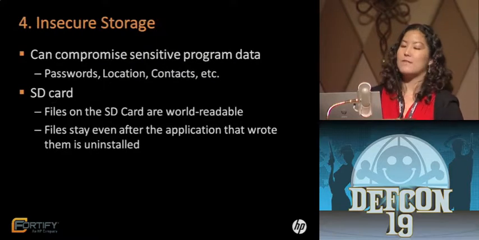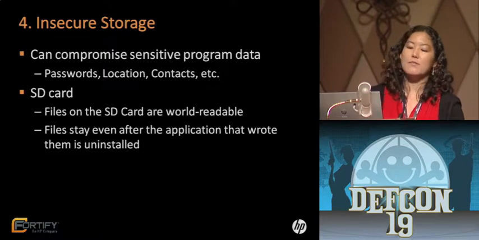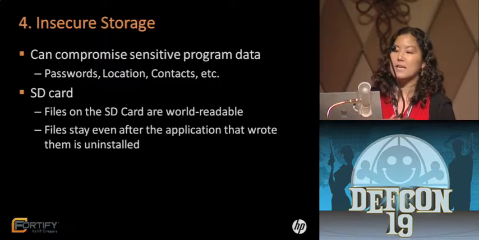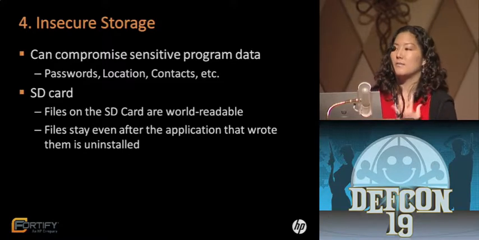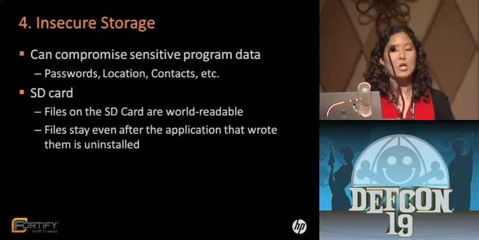Our fourth vulnerability is on insecure storage. So what can happen when you have insecure storage? People will save their passwords, location, contact information, all sensitive data. And if storage is insecure, then this can be stolen. So we're looking specifically at the SD card.